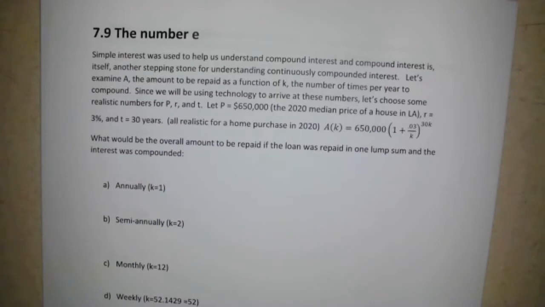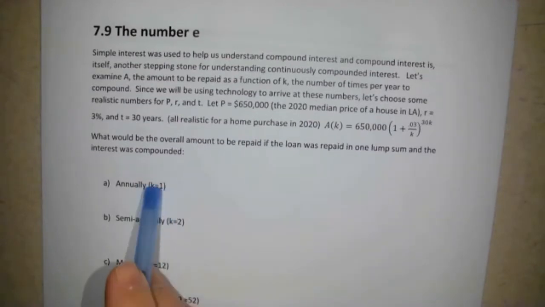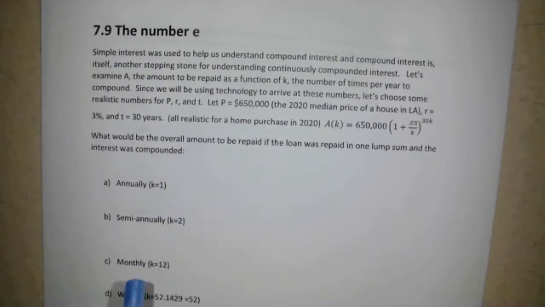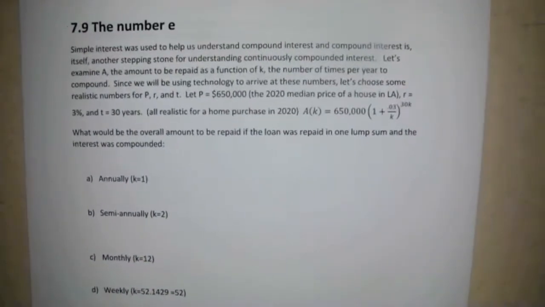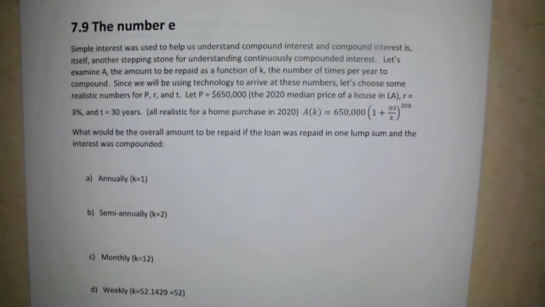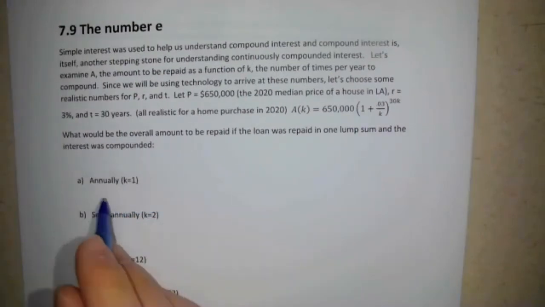We're going to talk about the number e, which is really what we get to when, instead of compounded interest coming annually, semi-annually, monthly, or anything of that, we really get down to continuously. So I might be skipping around a little bit in this worksheet, but it can't hurt to do a few of these.